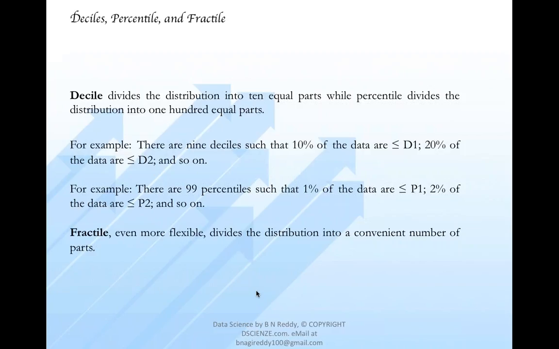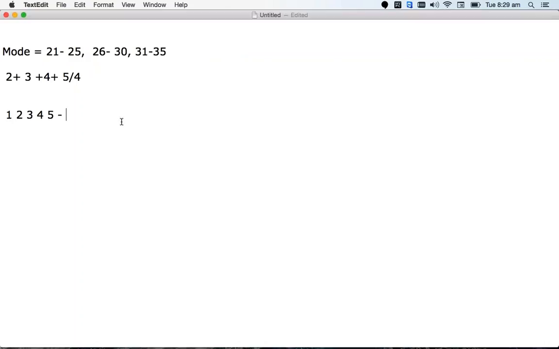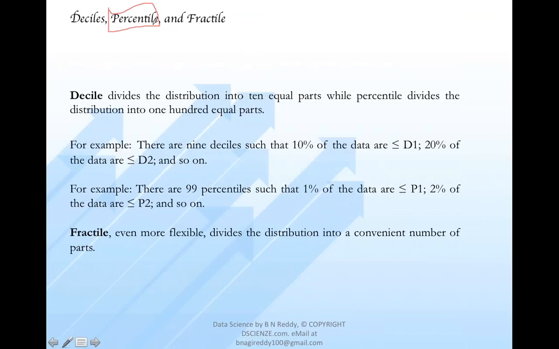percentiles. Guys, in statistics, we got different kinds of percentiles. We got deciles, percentile, fractile, quantile. You must have heard about percentile. We have another thing, that is quartile. So what is meant by decile? It's just a definition, guys. Don't worry about it. In statistics, we use this kind of terminology.